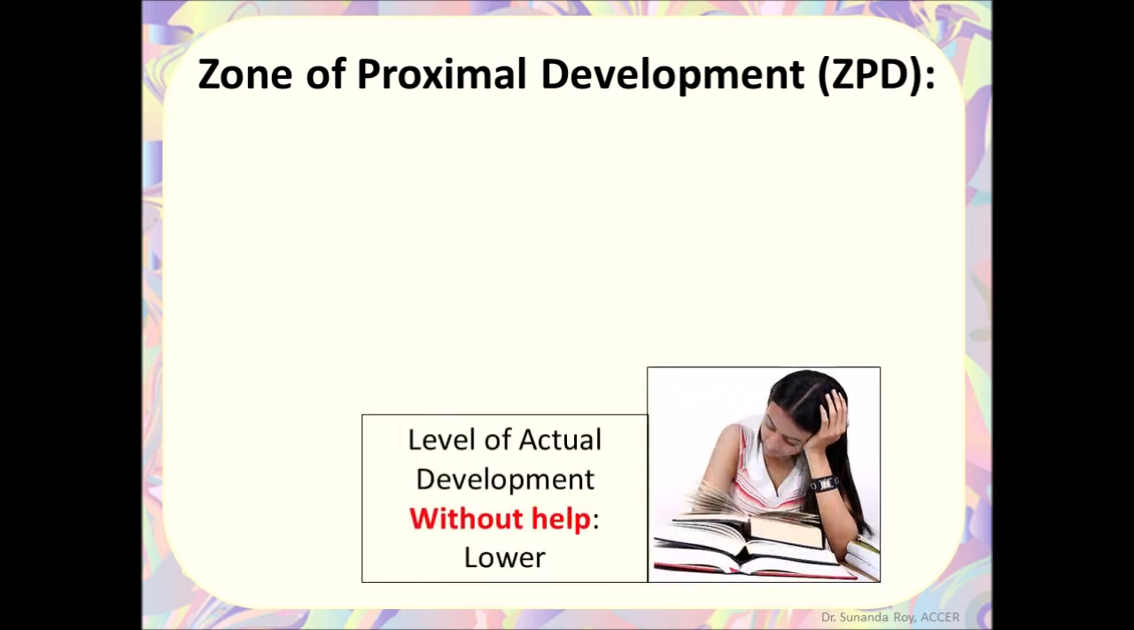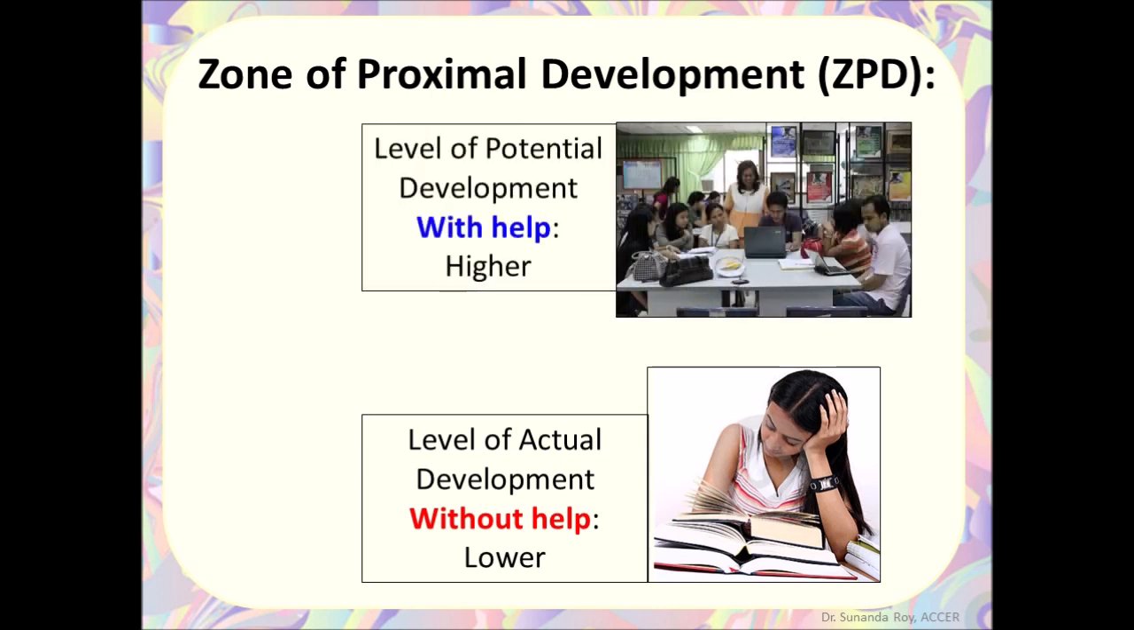The other interesting term is the ZPD, or the zone of proximal development. There is a certain level we reach when we learn by ourselves without the help of others. That is the actual level of development. However, if we learn with the help of adults or MKOs, we reach a higher level known as the level of potential development. So the zone of proximal development is the difference between what a learner can do without help and what he or she can do with help.